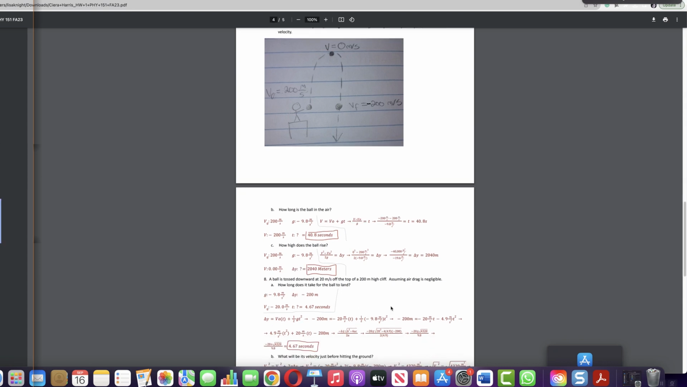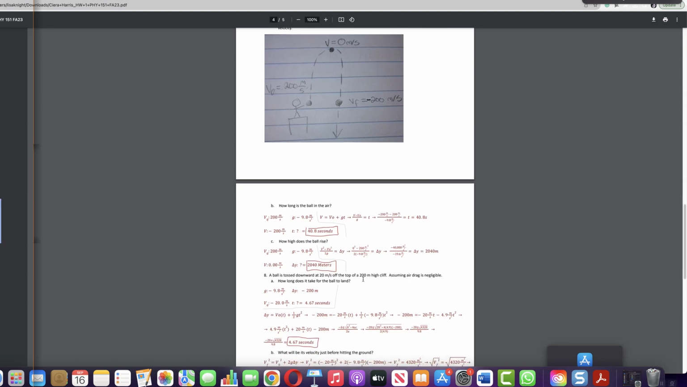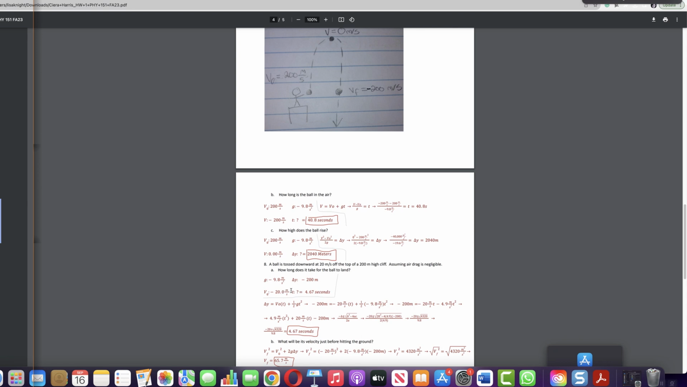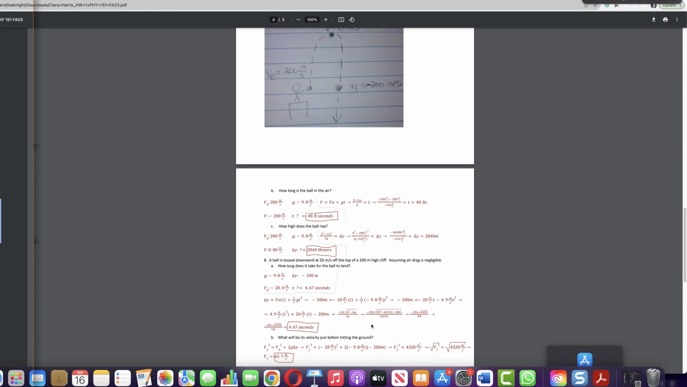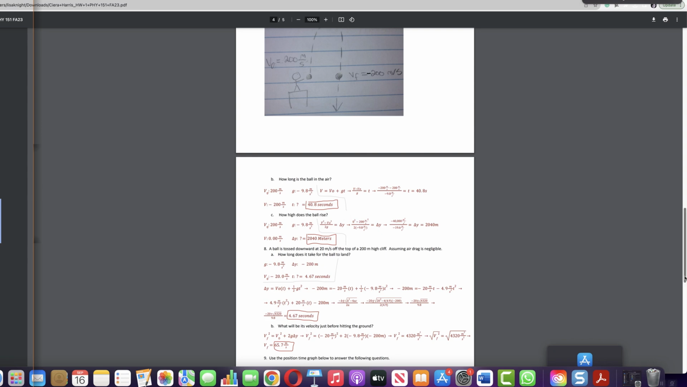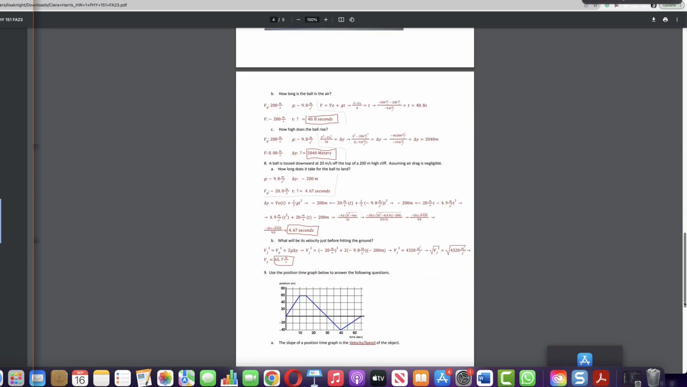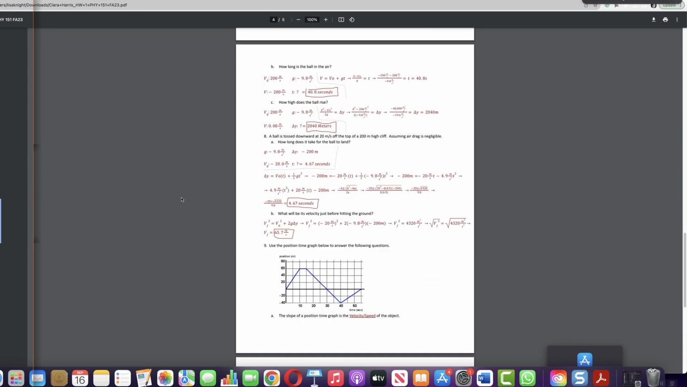And then in number 8, I talked about this. Your initial speed is negative 20. So when you plug it into your kinematics equation, you're going to have to use the quadratic equation, and the correct choice would be 4.67 seconds. And then in B, you have to find the final velocity, and it's 65.7 meters per second. I did take off for this, but really it should be negative, right? Because it's heading down.